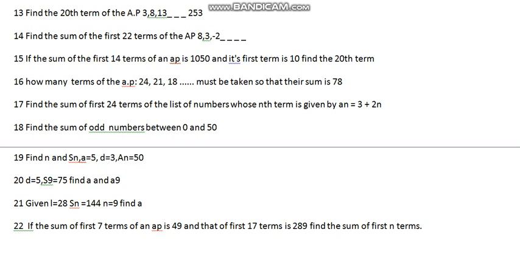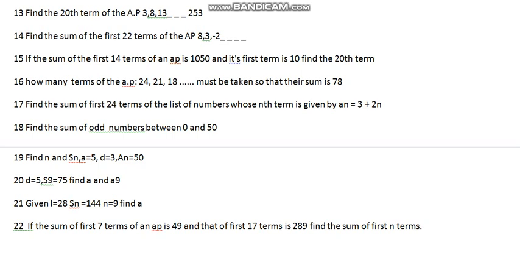Now I will move to the 18th question. What is it? Find the sum of odd numbers between 0 and 50. Very simple question. Write the sequence. Odd numbers begin from 1, 3, then 5, and so on. The last number is 49. Then you will very easily get A and D. Then finding the sum is very simple.